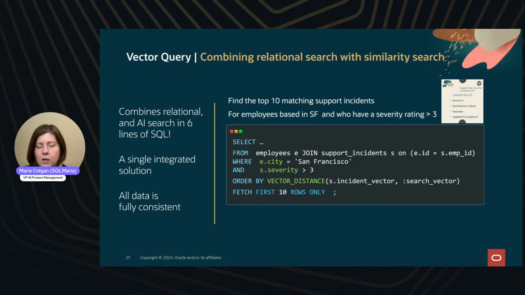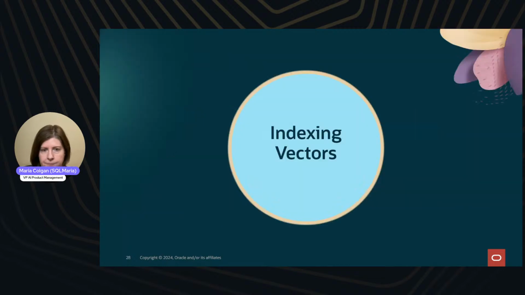So Oracle will automatically reduce the set of vectors that we're looking at by city and by severity. We'll do the similarity search, and then we will return just the top 10 matches for that, allowing you to really get a select set of similar products for what you want to answer your particular query.